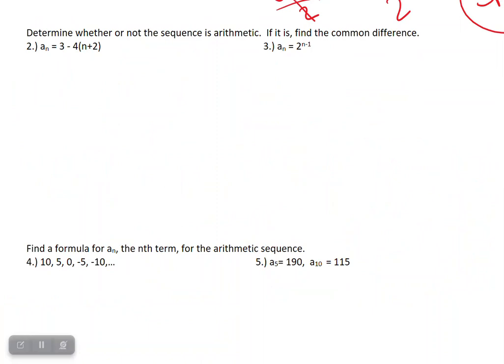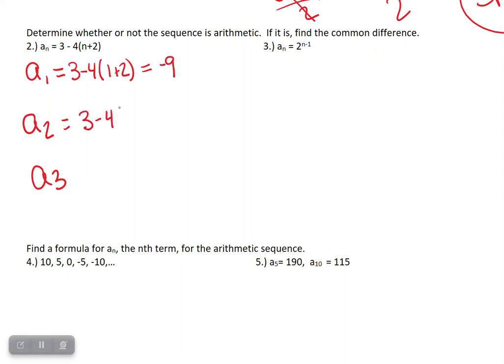We're going to take a look at these and determine if they're arithmetic or not, and we're going to find the common difference. So what we're going to do is calculate each one of these terms. When I plug in 1, 3 minus 4 times 1 plus 2, that gives us negative 9. The next one is 2 plus 2, 4 times 4 is 16, 3 minus 16 is negative 13.